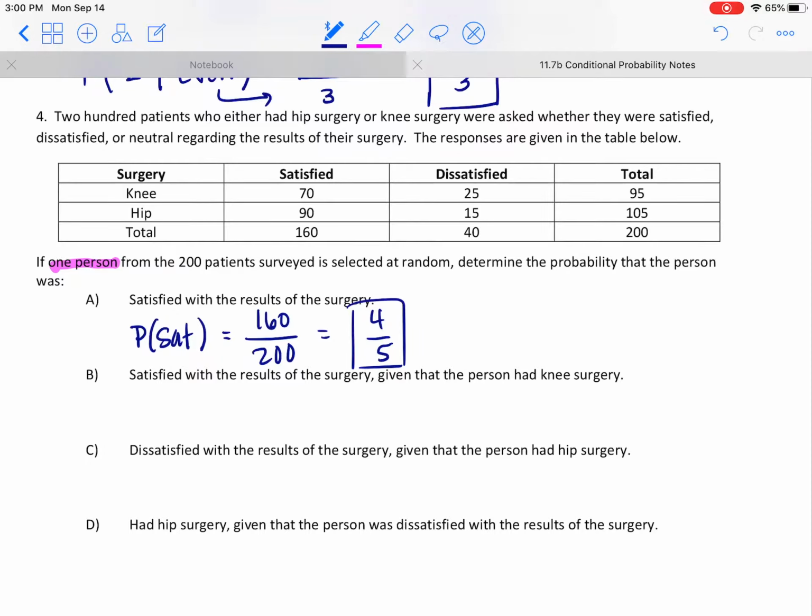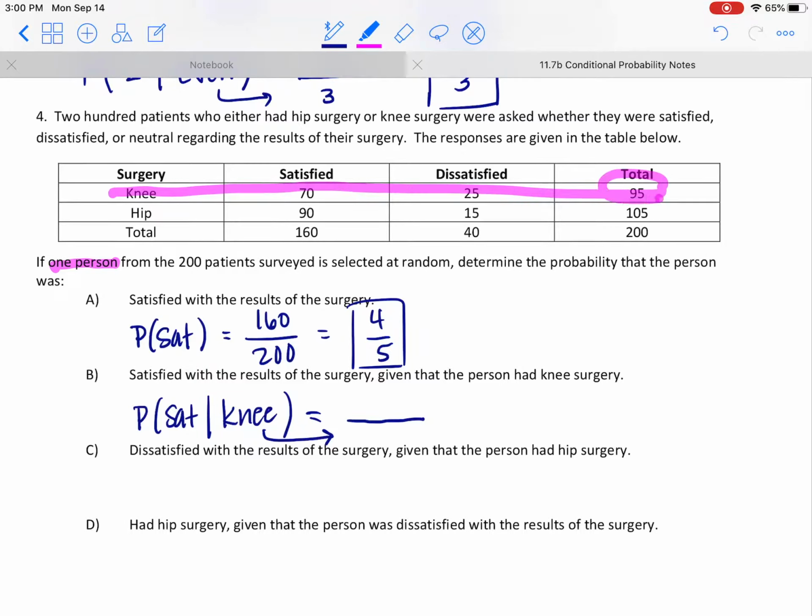Okay? How about B? So again, you're selecting one person. What's the probability that one person is satisfied with the results given that they had knee surgery? The probability they were satisfied given that they had knee surgery. Okay, if we're given that they had knee surgery, that means we're not looking at everybody in this table. We are only looking at which people? The ones who had knee surgery. So the knee surgery people, right? This is these 95 people.